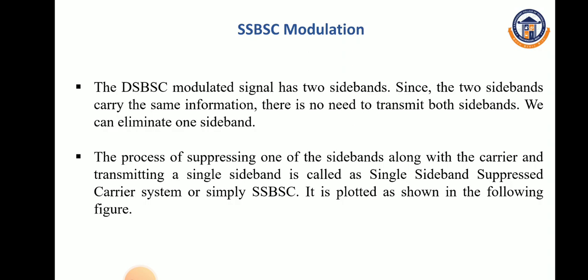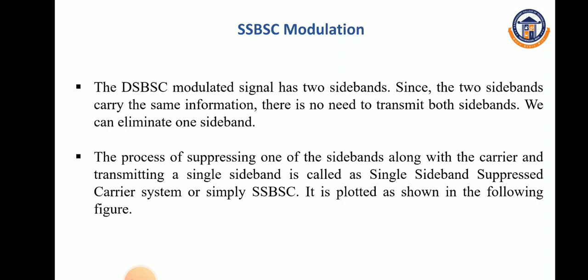The double sideband suppressed carrier modulation signal has two sidebands. Since the two sidebands carry the same information, there is no need to transmit both sidebands. We eliminate one sideband. Why? Because power consumption plays the major role in communication. In order to reduce the power consumption in the communication system, we have to reduce the signals in terms of reducing the power. The process of suppressing one sideband along with the carrier and transmitting the single sideband is called a single sideband suppressed carrier system, or simply SSB-SC.